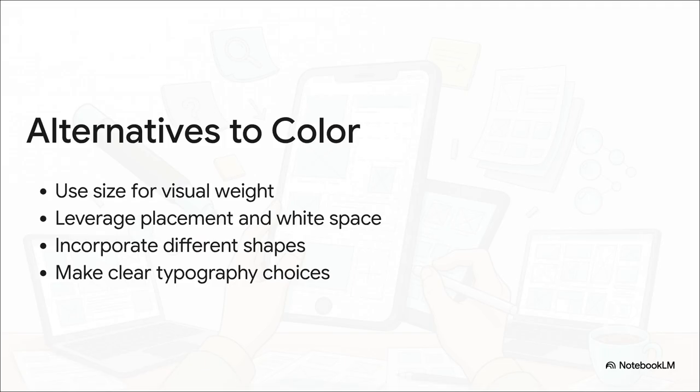You can also use different shapes, like rectangles versus rounded buttons, to signify actionable items. And finally, just simple typography choices. A bold, large heading versus a normal text line instantly establishes a clear visual hierarchy.